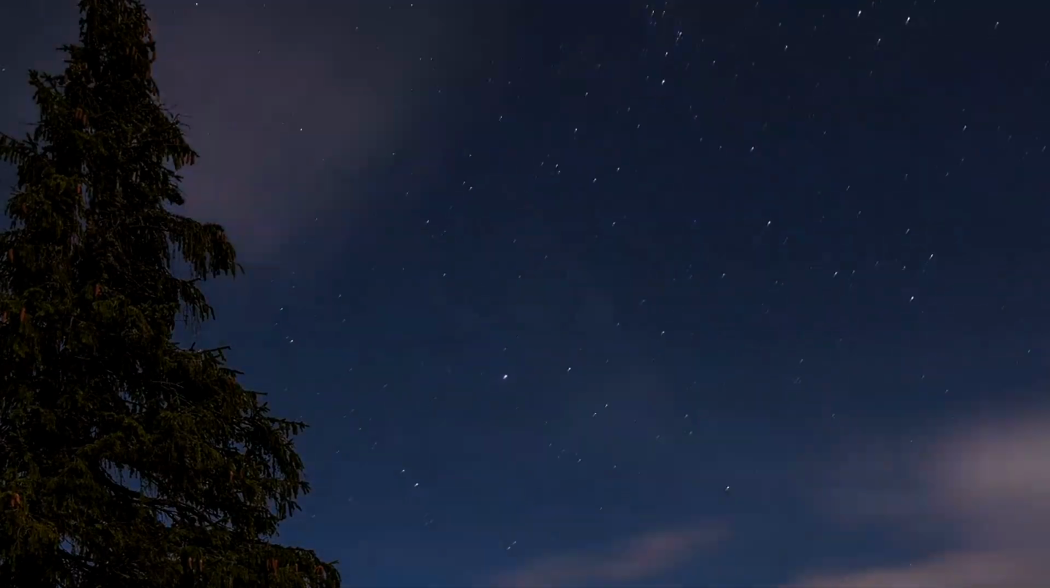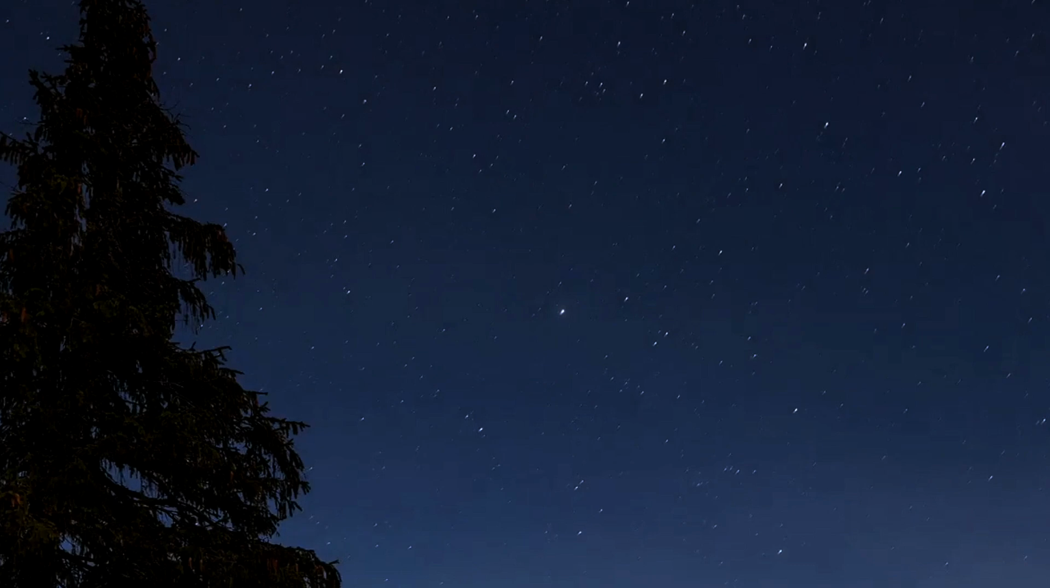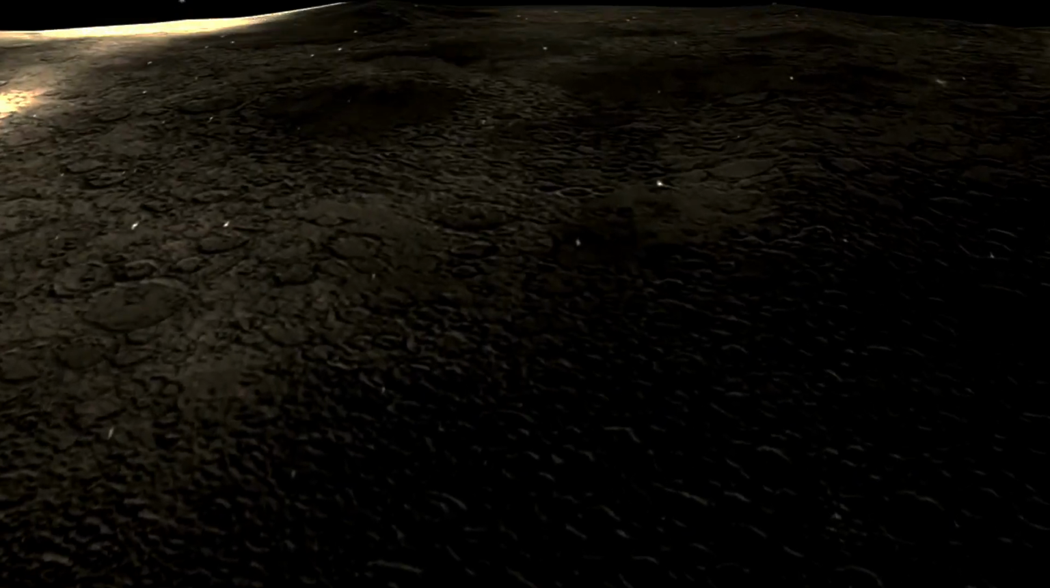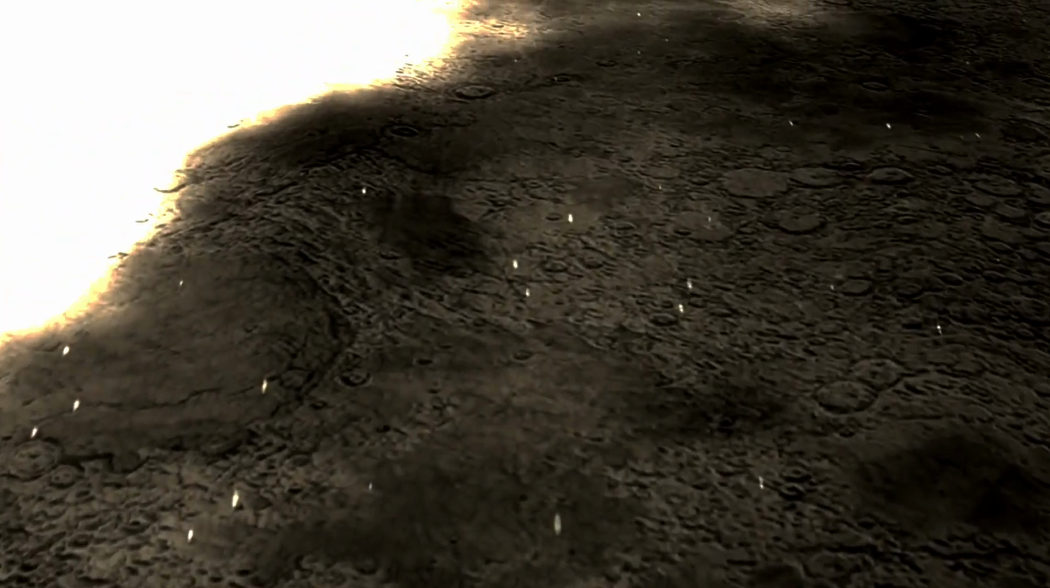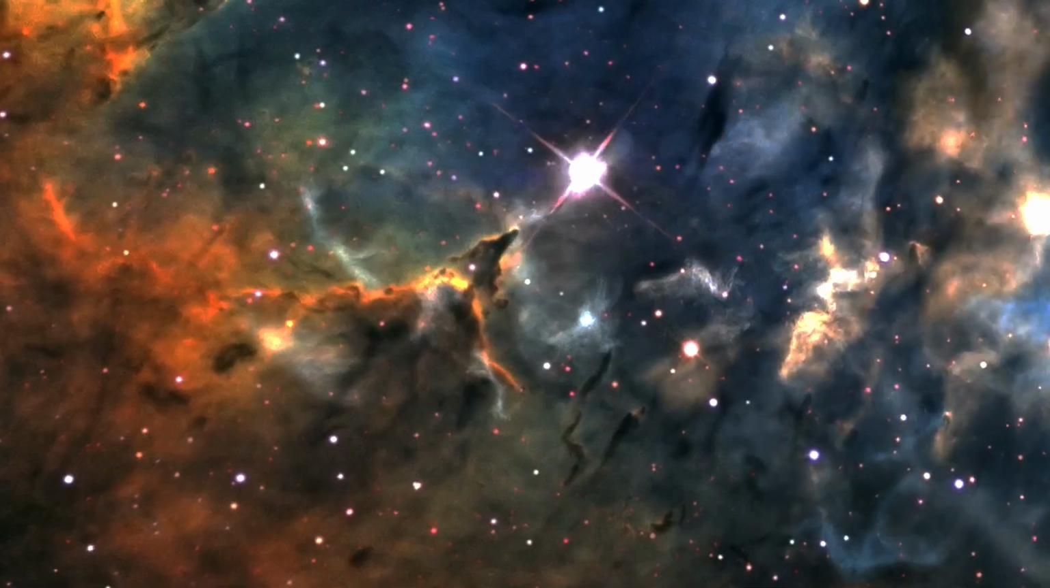Over billions of years, the heavy elements produced in these stellar processes are ejected into space, enriching the interstellar medium. This material eventually becomes part of new stars, planets, and other celestial bodies, contributing to the chemical evolution of galaxies.